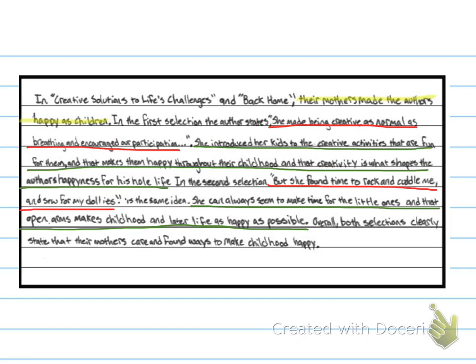They had a reasonable answer, and they had insight and analysis and opinions that went beyond the literal reading of the text. And then they conclude their paragraph, or their SAQ response, with, overall, both selections clearly state that their mothers cared and found ways to make the childhood happy. So their answer is relevant for both of the selections, not just one. It's important that when you're responding on your own, you come up with an answer that doesn't just fit one of the selections. It has to fit both of the selections. And you have to be able to look for the deeper understanding, the deeper picture. You have to be able to have commentary that explains your text evidence, okay?